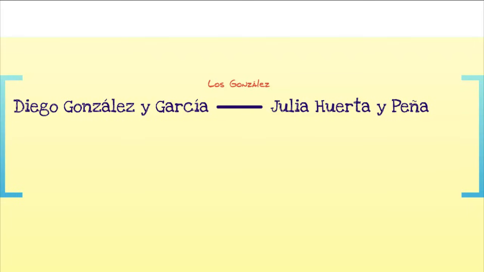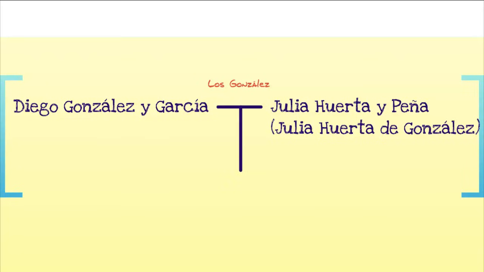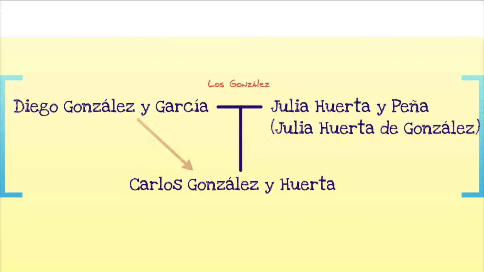And when they get married, Julia's name changes. Her new name is Julia Huerta de, so of, and then her husband's last name. Not everybody does this, but a lot of people do. And Diego and Julia have a child, Carlos Gonzalez y Huerta. First name Carlos, two last names. So Gonzalez comes from the dad, the apellido paterno, and Huerta comes from the mom, the apellido materno.